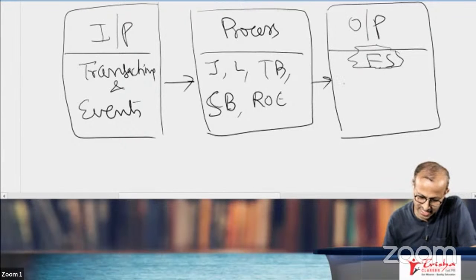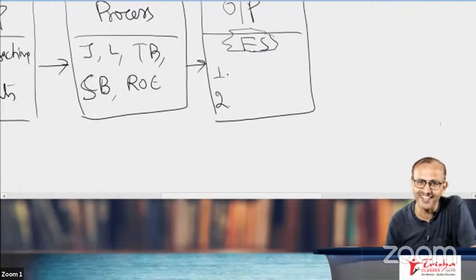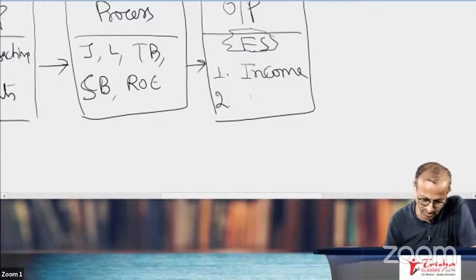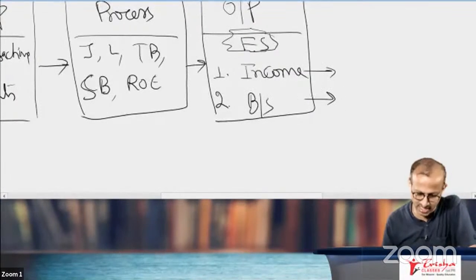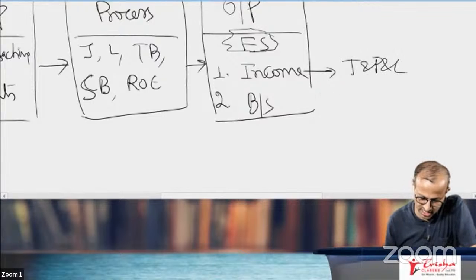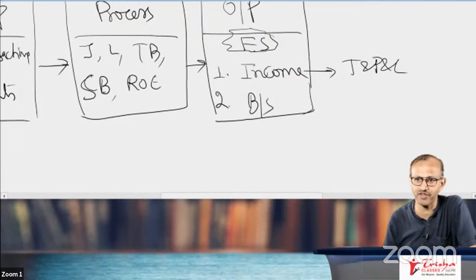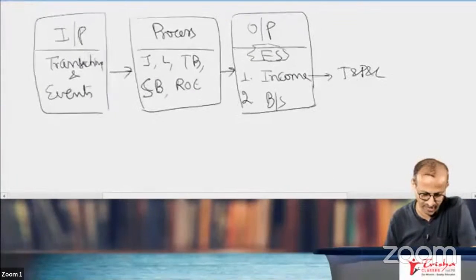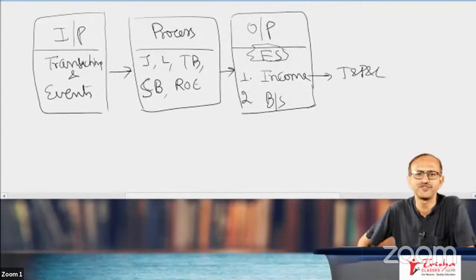Financial statements have two. One is, you should tell me, income statement. The other one is balance sheet. Income statement, accounting-wise, is trading and P&L account. Position statement is balance sheet. All of you agree with me? Is this clear to you?